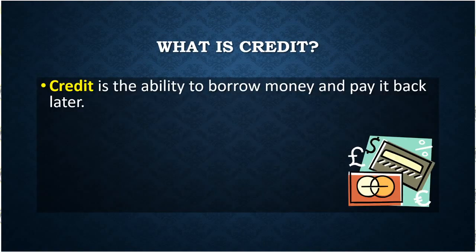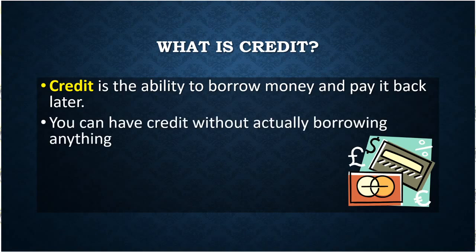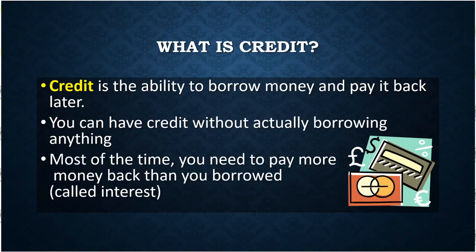So what is credit? Credit is the ability to borrow money and pay it back later. You notice the word ability in there. It's just that you have the ability to borrow money. That doesn't mean that you actually have to borrow anything. You can have a high credit limit, and that means a lot of people will trust you. If you do happen to borrow money, they trust you that you're going to pay it back. But you don't actually have to borrow anything to have credit.